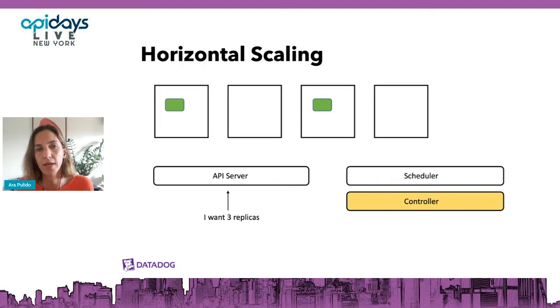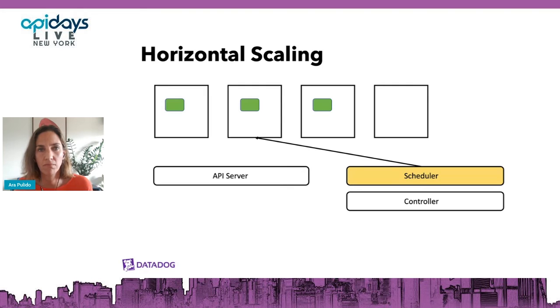How many do I have already up and running? I have 2. So I'm going to tell the scheduler to schedule a new replica, so that way we can make sure that the 3 replicas that the user wanted are already up and running. This is basically horizontal scaling, nothing more. And it's something that you can do manually.